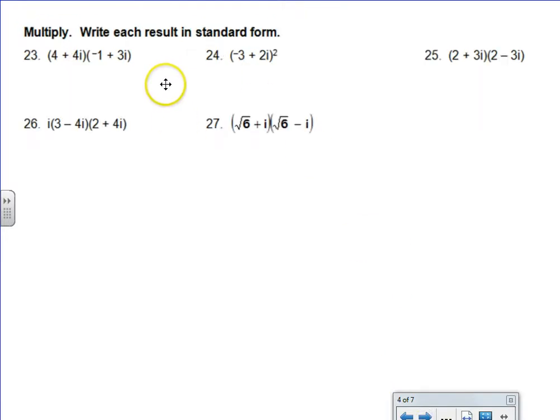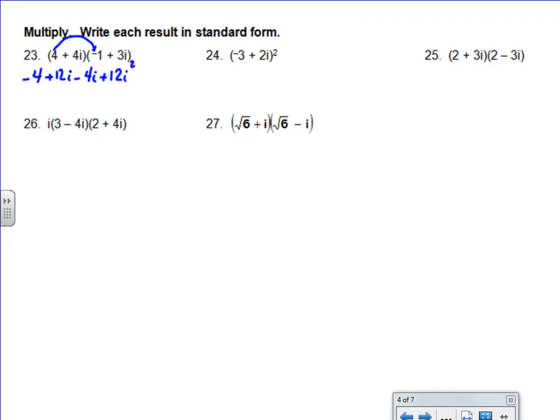Now when we multiply complex numbers together, it looks really similar to a FOIL problem, but we're going to have an extra step of work at the end. So 4 times negative 1 is negative 4, and then outer is positive 12i, inner is negative 4i, and then last is going to be a positive 12i squared.